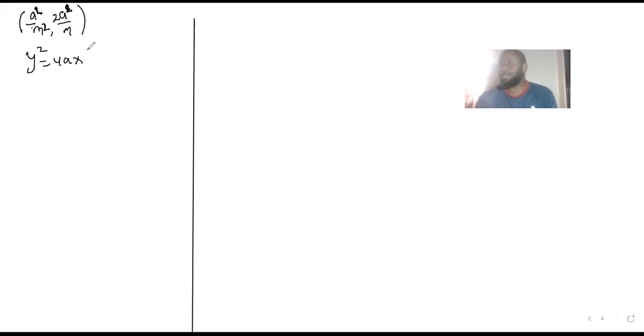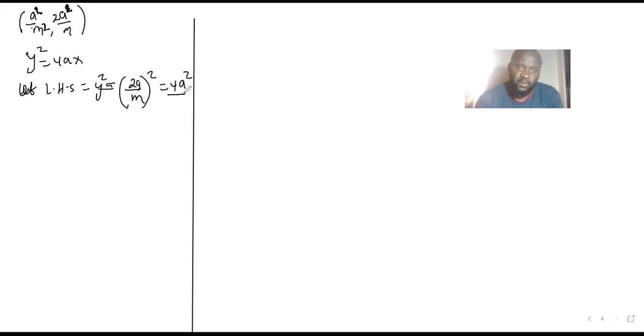If it lies on the parabola, they are indirectly telling you to show that that point satisfies that equation. Okay, so you let the left-hand side be y squared, which will give me 2a over m squared, and this gives me 4a squared over m squared.